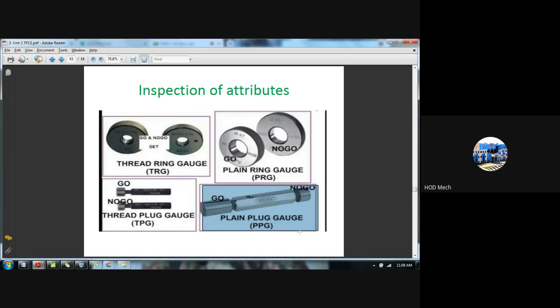In this type of testing there are only two options: either you accept it or you reject it. If it is okay, it is accepted. If it is not okay, it is rejected. Right? So this is a type of inspection where you have only two choices. Either you select it or you reject it.